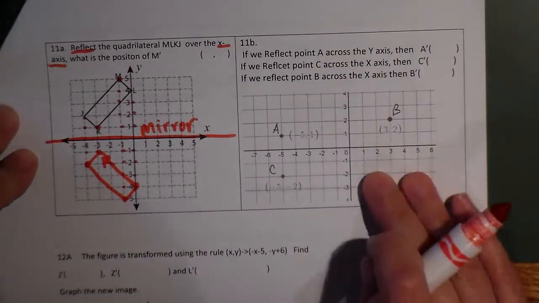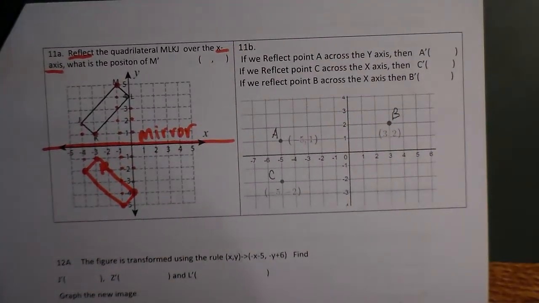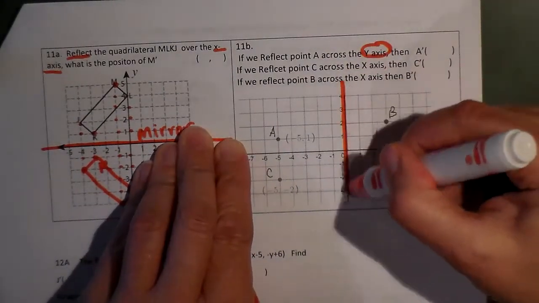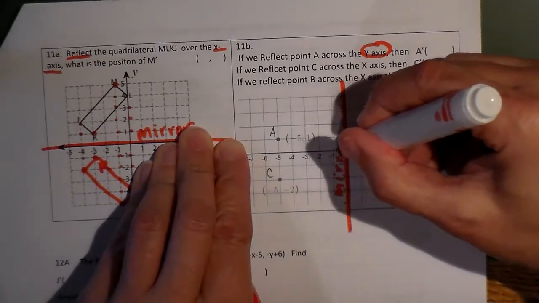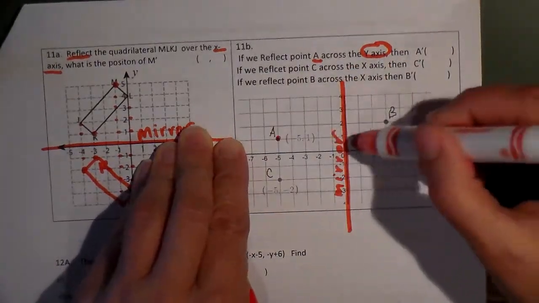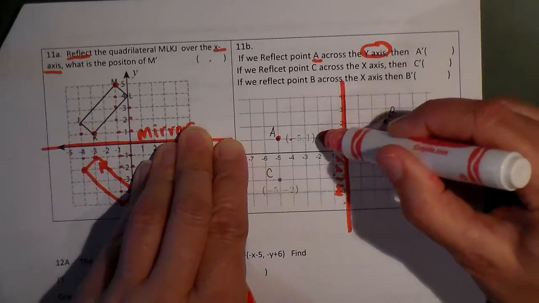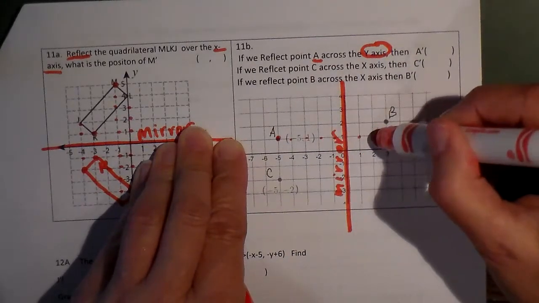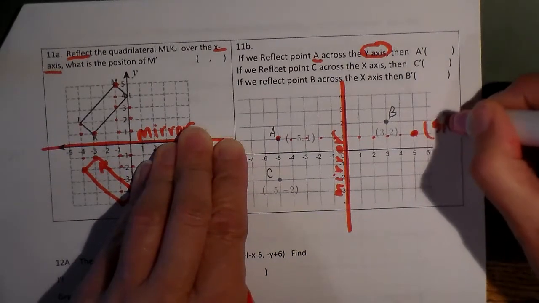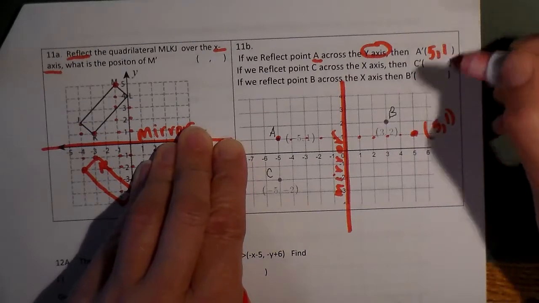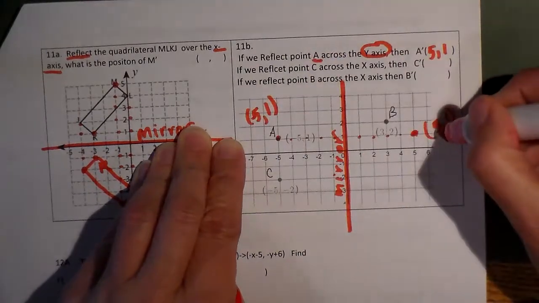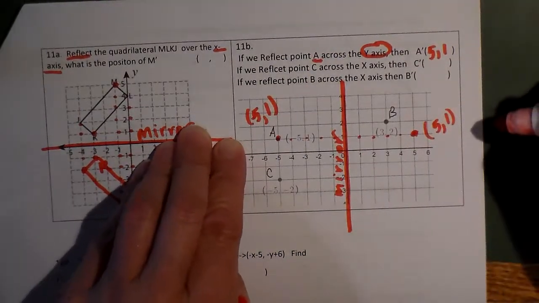Okay? 11b, if we reflect over the y-axis, that means this is my mirror. The y-axis is for A, so let's look at A. Now I'm going to reflect across this mirror. This is 1, 2, 3, 4, 5 on that side, so this one will be 1, 2, 3, 4, 5 on that side. So my new point here is at 5, 1. And if you look at it, it was at -5, 1. All I did was flip the sign of the x coordinate, which is on your formula chart.